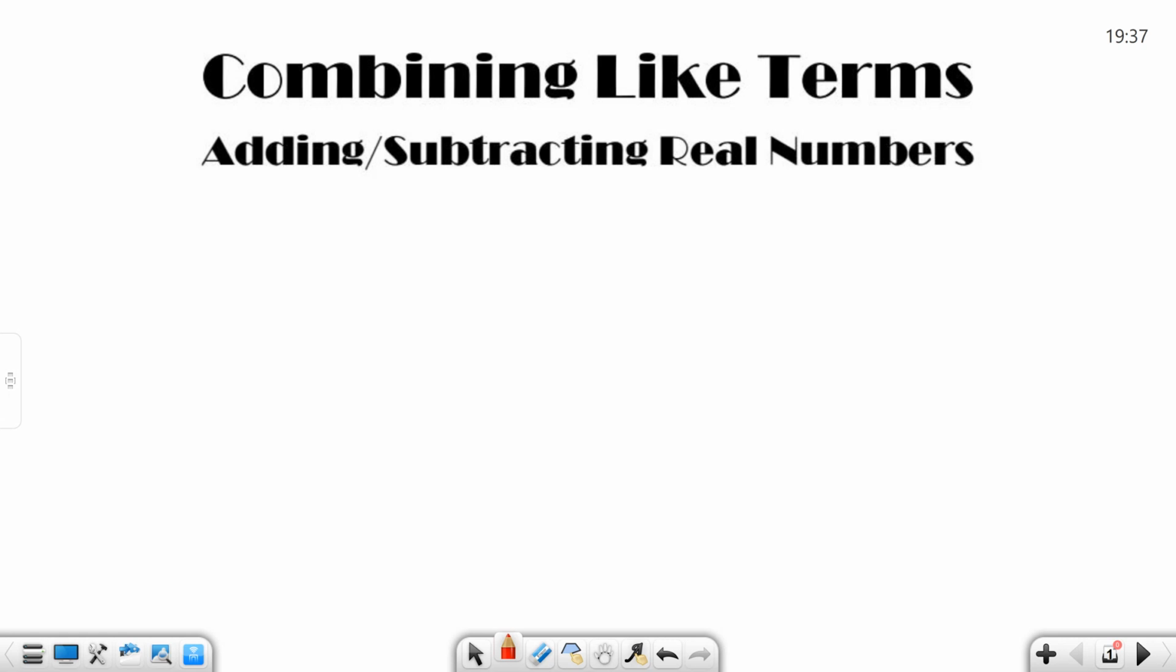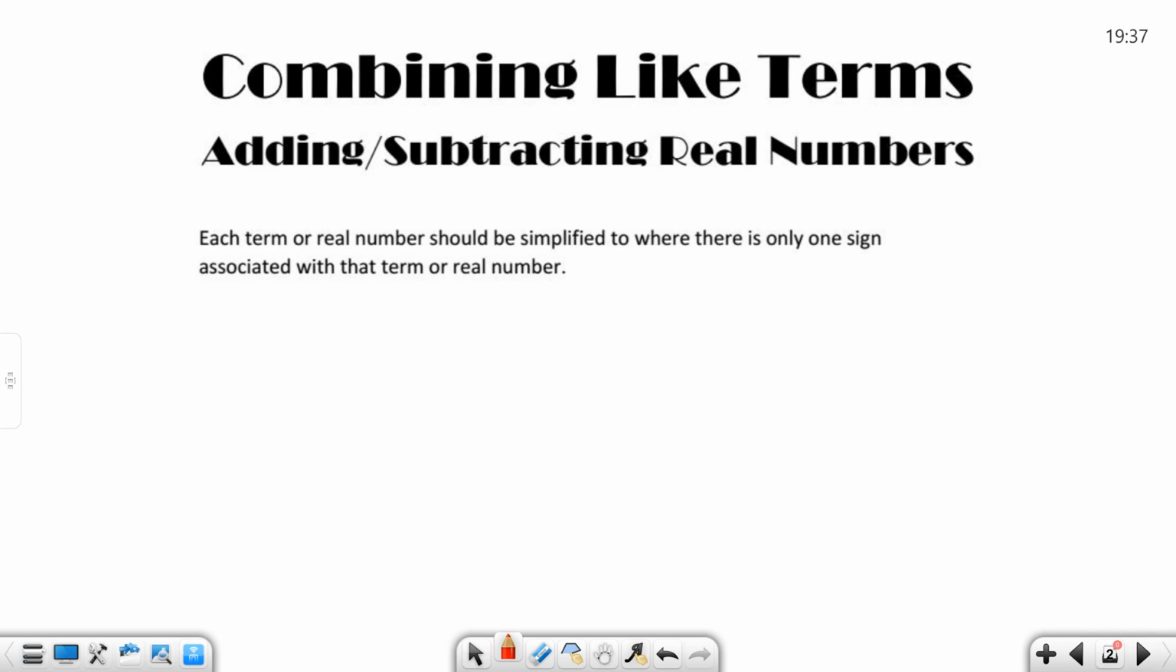Combining like terms, adding, subtracting real numbers. Each term or real number should be simplified to where there's only one sign associated with that term or real number. So let's review sign combinations, because a lot of times I see students try to do plus a negative or minus a positive or minus a negative. We don't need two signs. That makes things more complicated. Let's simplify down to one sign and make things less complicated.